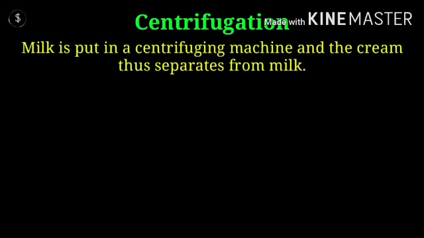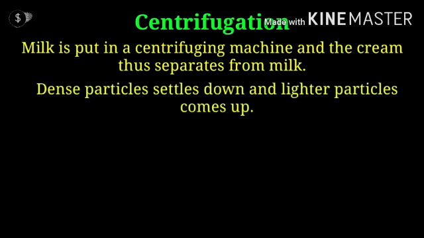Now next, you know children, from where you get cream? Yes, you get cream from milk. Now how do you get cream from milk? We use one method known as centrifugation for separating cream from milk. There is a centrifuging machine. That machine is used to separate the cream from milk. In a bucket we put the milk, and in that milk we put the centrifuging machine, and then we use electricity to make this machine work.